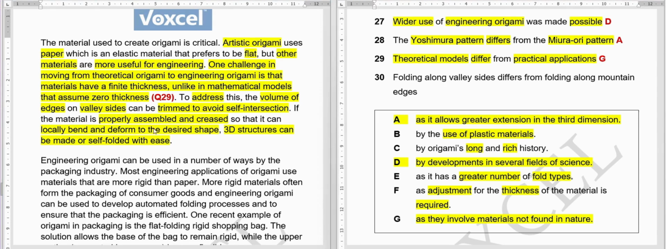Now we will read the 30th question and see if it is here or not. Folding along valley sides differ from folding along mountain edges. So, is there any mention of valley sides and folding, or any mention of folding along mountain edges? Is there anything mentioned about valley sides? Yes, here it is. So again, this is your location. So you will have around 10 seconds to tell me the answer, and your time starts now.